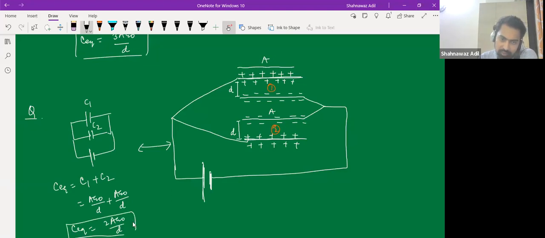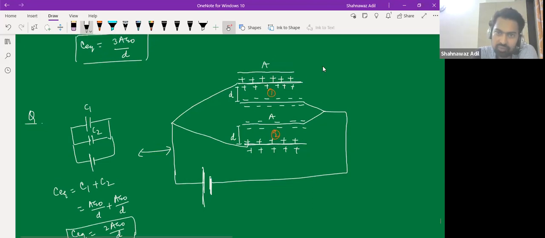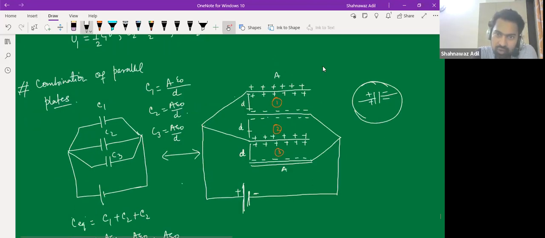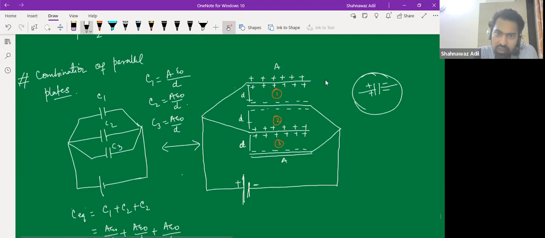Understood? Yes, sir. Sir, in the first question, the single plate was having both positive and negative charge. So we consider it as parallel. So why did I consider it parallel? Because we had all the positive terminals connected with the positive ones, right? In the above one, there was negative also, right?